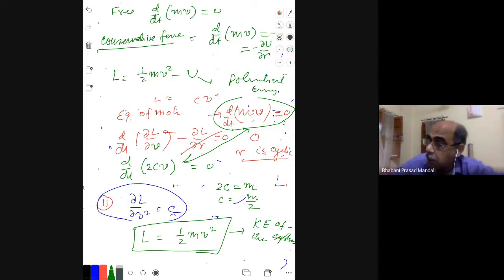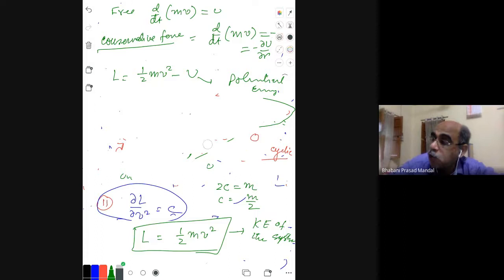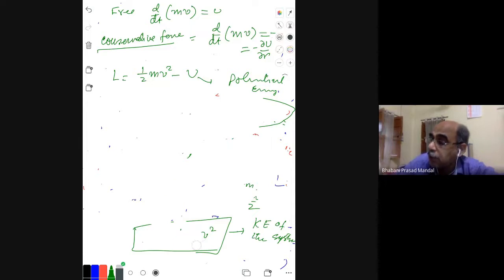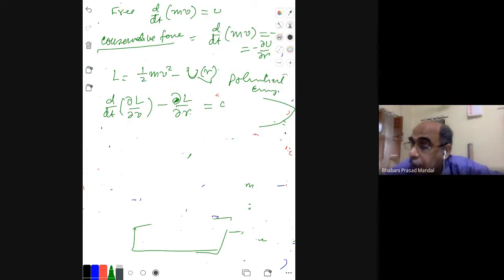This is just verifying from back. Let me repeat this. This is important, and I'll show how. Let us make a backward calculation. Backward calculation means, suppose this is my Lagrangian. So what will be the equation of motion? The equation of motion: d/dt of del L del v minus del L del r equal to 0, where U is a function of r. Conservative system, so only a function of r. This is my equation of motion, the Euler-Lagrange equation of motion.